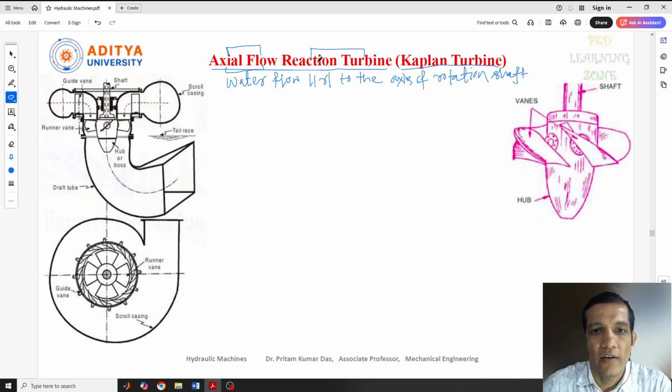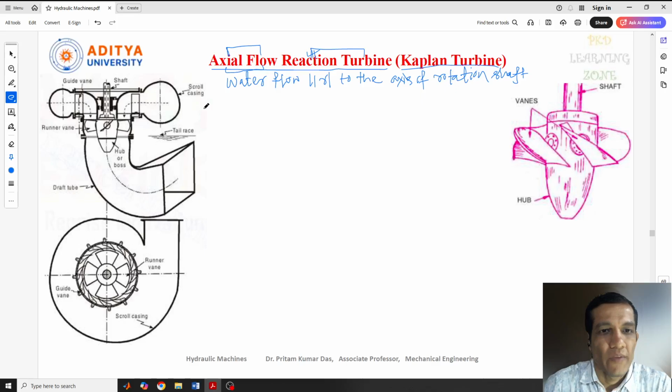And when is it called a reaction turbine? We have seen previously that in a reaction turbine, at the inlet of the turbine, the total energy is the sum of pressure energy as well as kinetic energy. During the flow of water in the runner, the pressure energy is partially converted to kinetic energy. That is known as a reaction turbine. That we have already discussed previously.